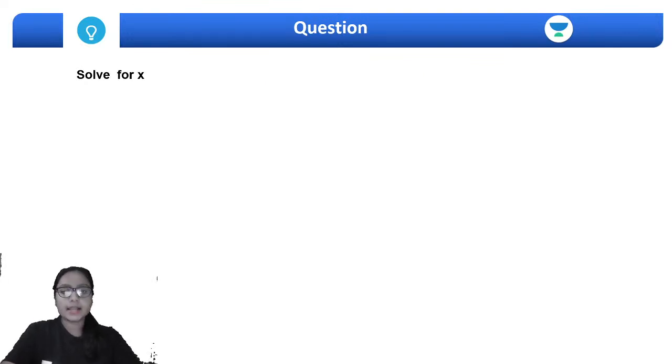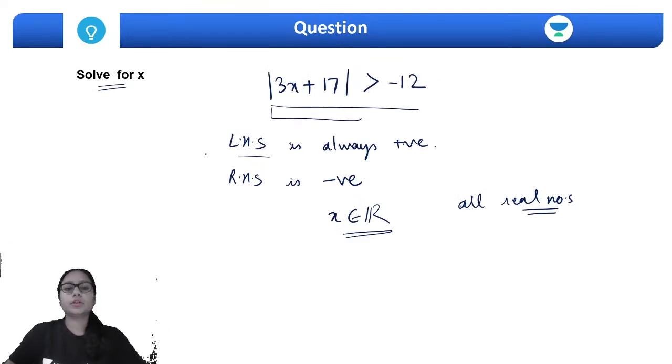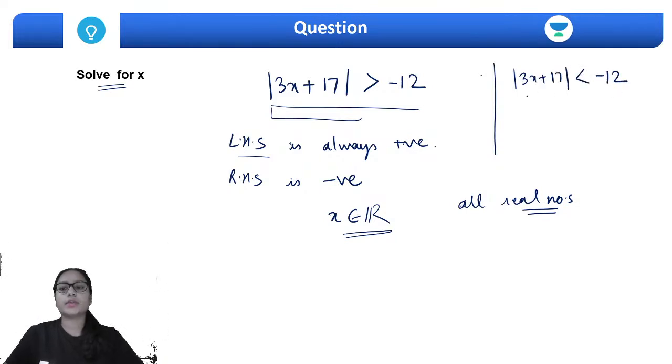Alright, so let us take one more inequality this way. The inequality is modulus of 3x plus 17 is less than minus 12. Now this is the inequality. Please solve for x.